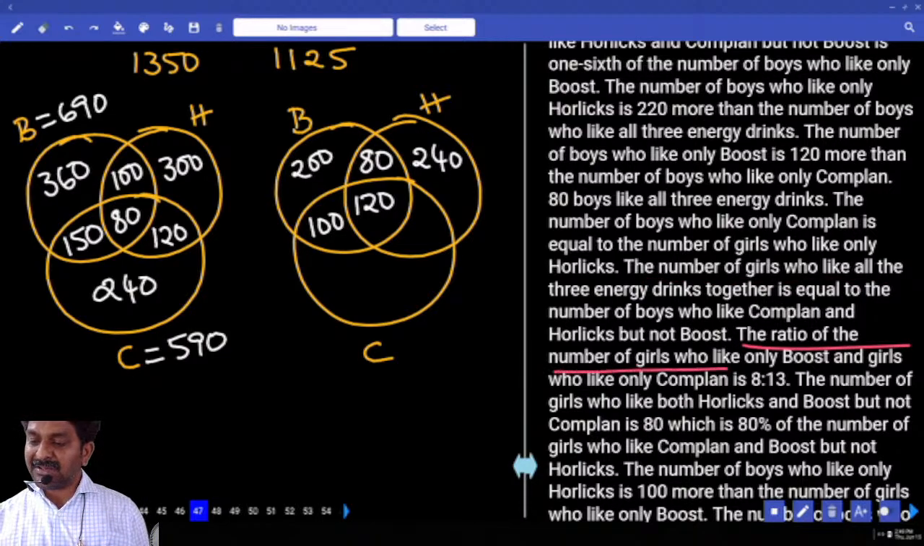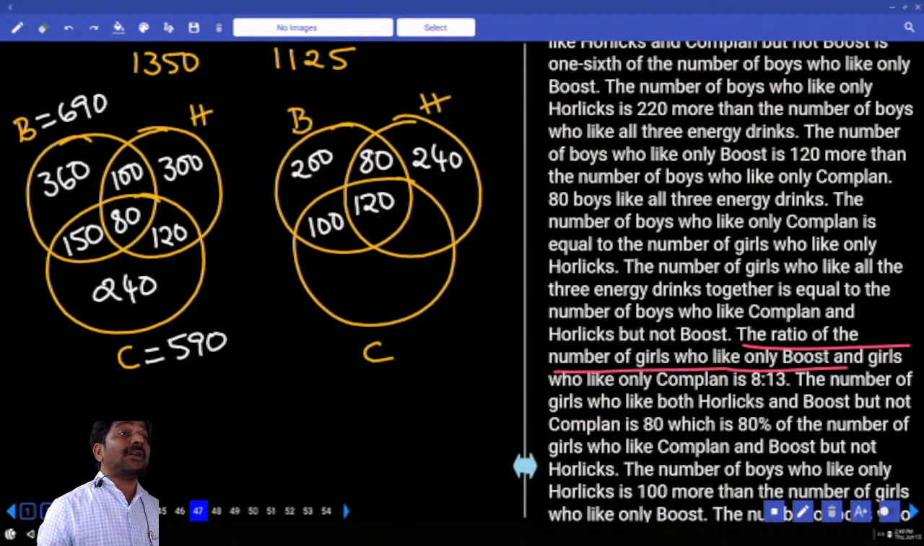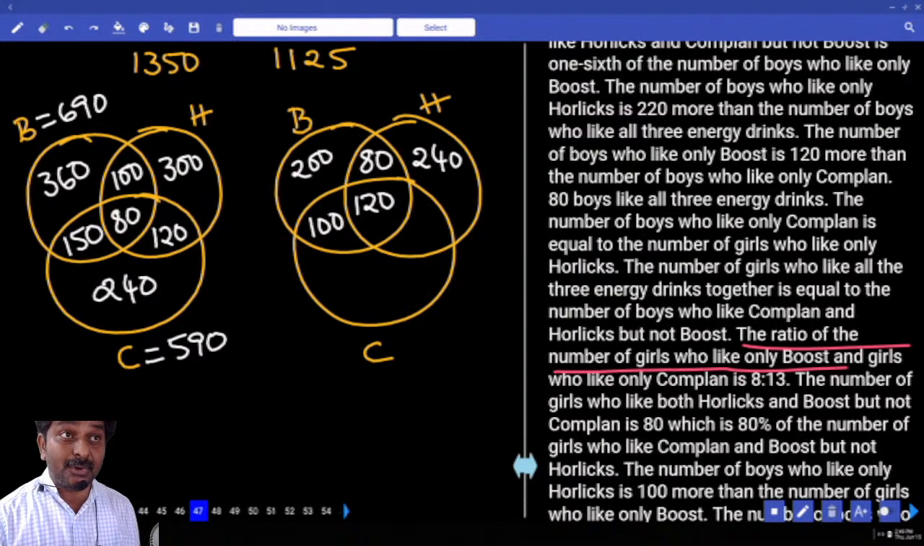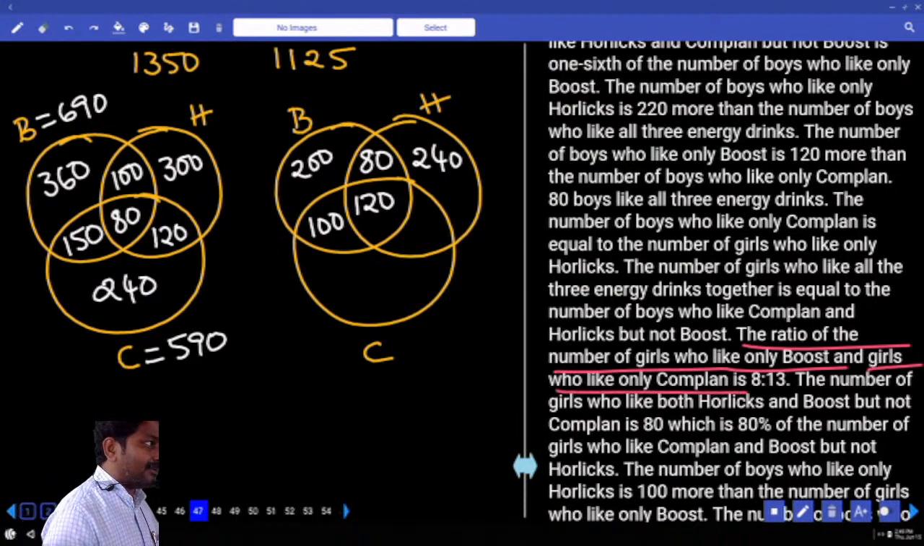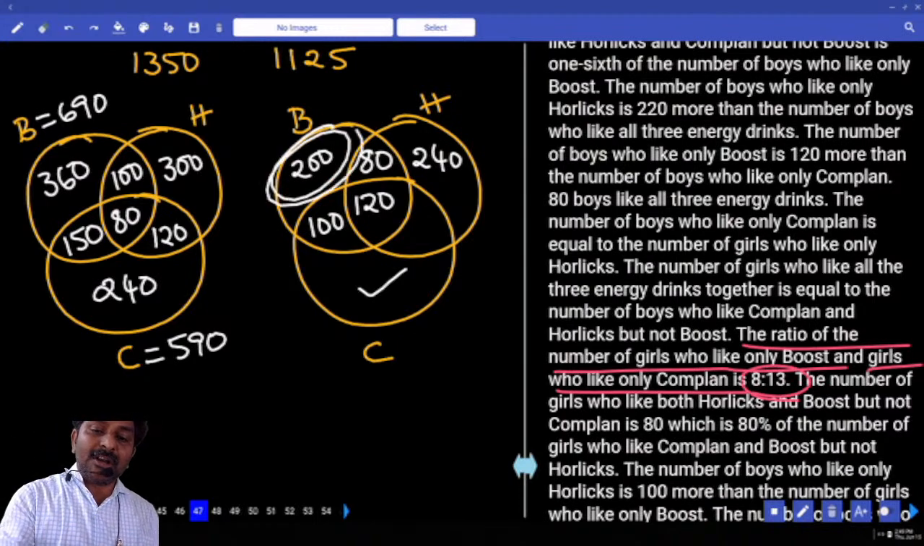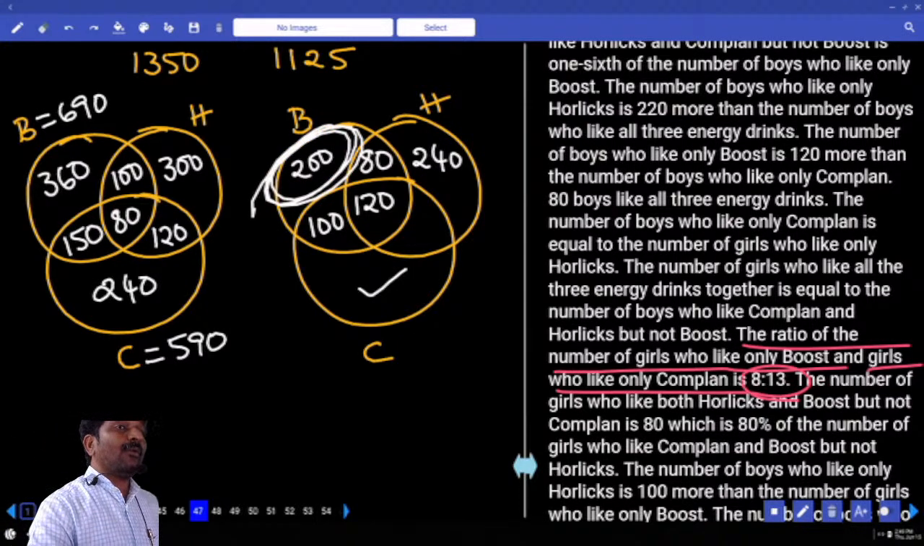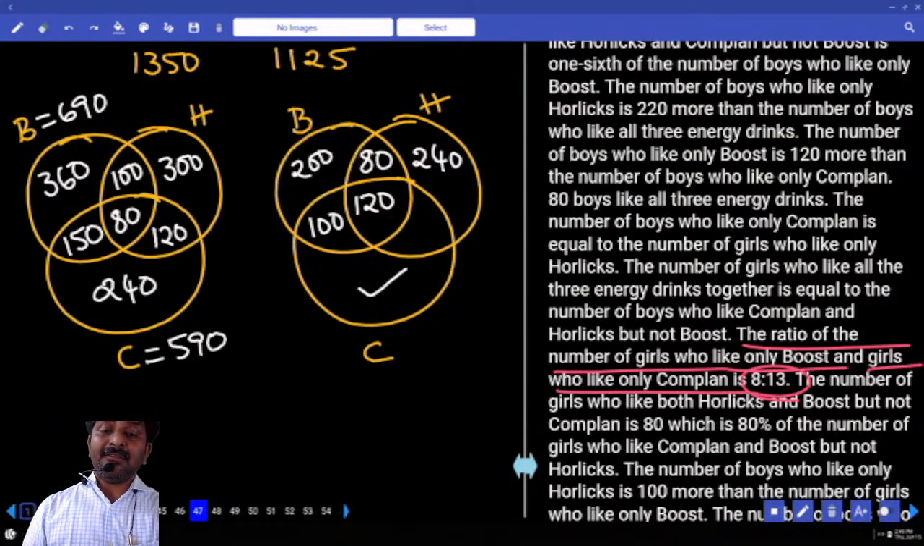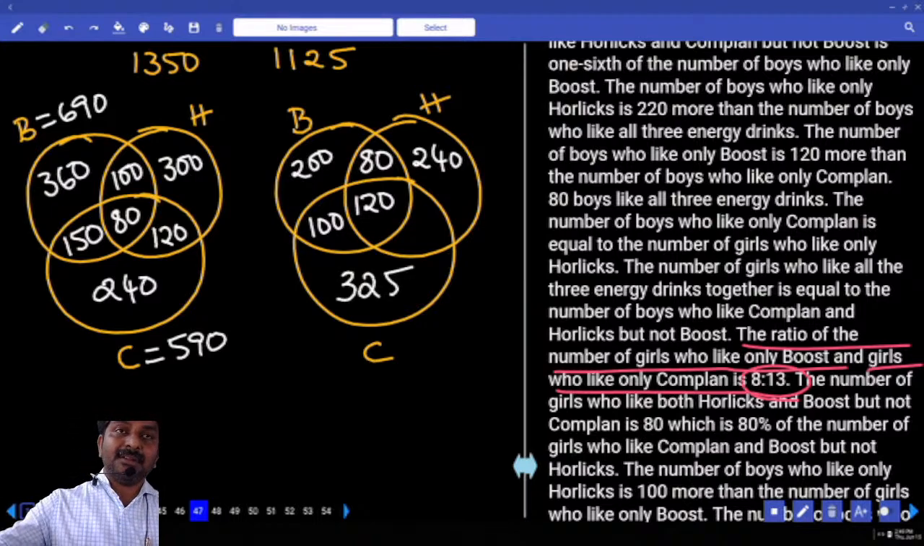Now look at this. The ratio of the number of girls who like only Boost and girls who like only Complan, tick mark, is 8:5. That means 200 is equal to 8 parts, 1 part is 25, so 13 parts is 325. How many total girls are there?